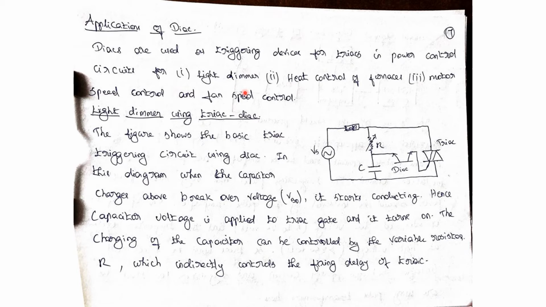Applications of the Diac: they are used as a triggering device for triacs in power control circuits, light dimmers, heat control, furnaces and motors. We'll see the light dimmer just as an example. Light dimmer using triac and diac. Here, this is the voltage source. The load is connected here. This is the variable resistance. Then the capacitor is connected with the variable resistance. This is the diac. This is the triac.